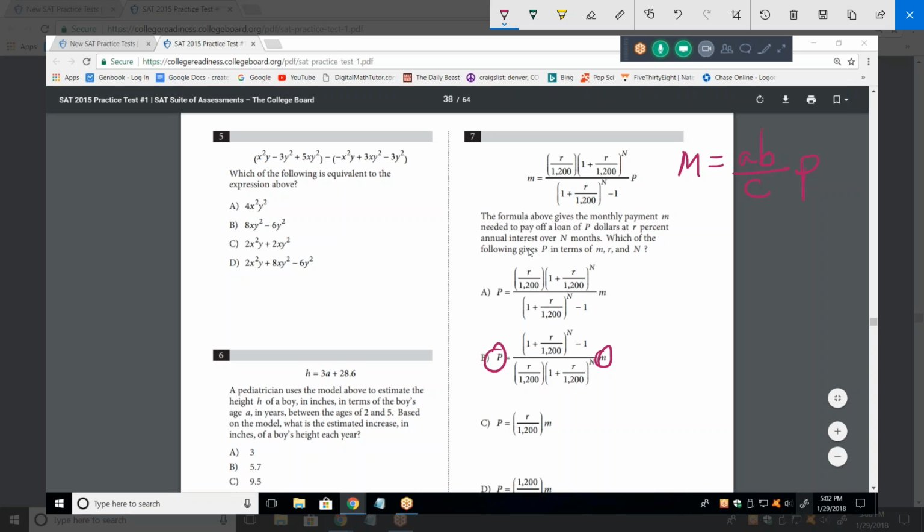This is a great example of problems. It shows you that they're always trying to fool you. So you cannot always assume that information they're giving you is information you need. Look at all the information they give you in that paragraph, and we don't need any of it other than the final sentence. Which of the following gives P in terms of M, R, and N? That's the only part of that paragraph we need to know. Everything else is fake news.